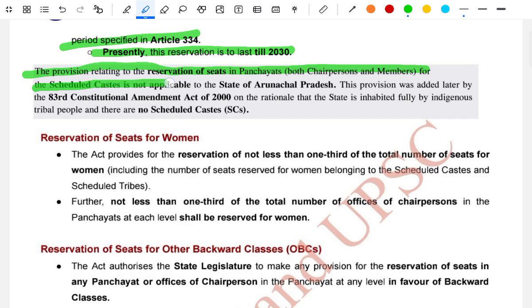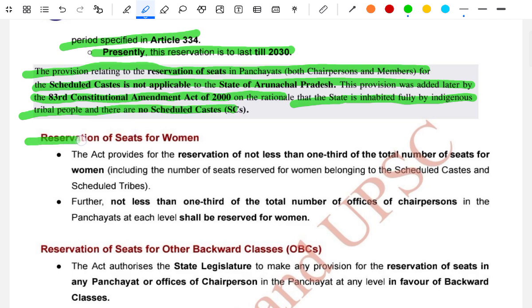is not applicable to the state of Arunachal Pradesh. This provision was added later by the 83rd Constitutional Amendment Act 2000, on the rationale that the state is inhabited fully by indigenous tribal people and there are no scheduled castes.